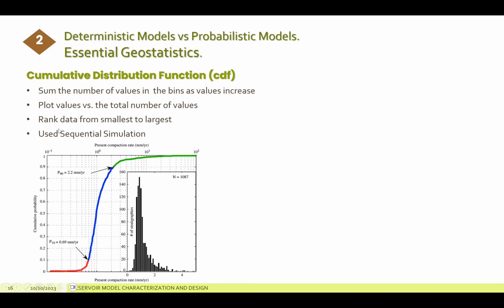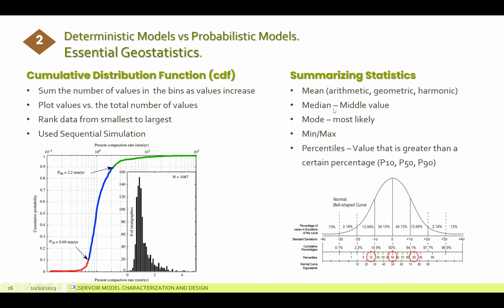This type of chart is great for use in sequential simulation, okay? But you also need to understand basic statistics like mean, median, mode, minimum, maximum, and percentiles. You can generate this type of chart, and again, you can see P10, P50, and P90. This will be important, for example, in your STOIP. You can present this in your STOIP also. Okay.